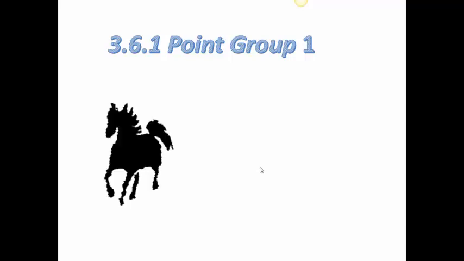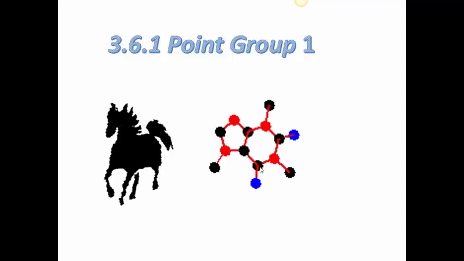And now we're going to examine the 10 point groups in detail, and we'll start out with point group 1. Point group 1 could be represented by this figure of a horse. There's no symmetry there. We also have an example of a molecule, which is the molecule of caffeine.